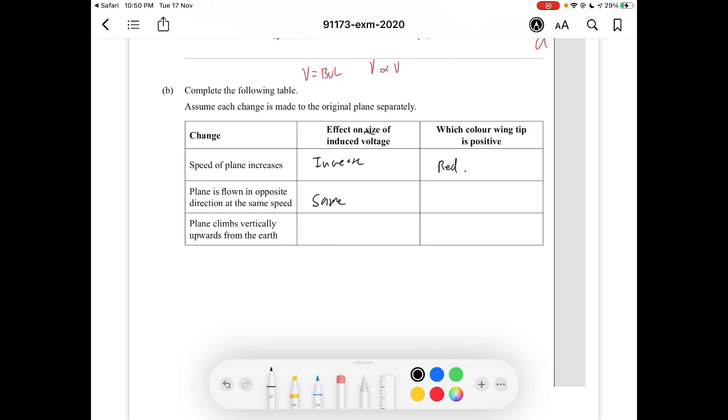So I'm just going to make another table here, if that makes it clearer. So this is opposite direction at the same speed. We say this is a turnaround, and we can say this is opposite direction, no turnaround. Alright, so if it's turned around, then it's still going to be red. That's going to be the positive tip.